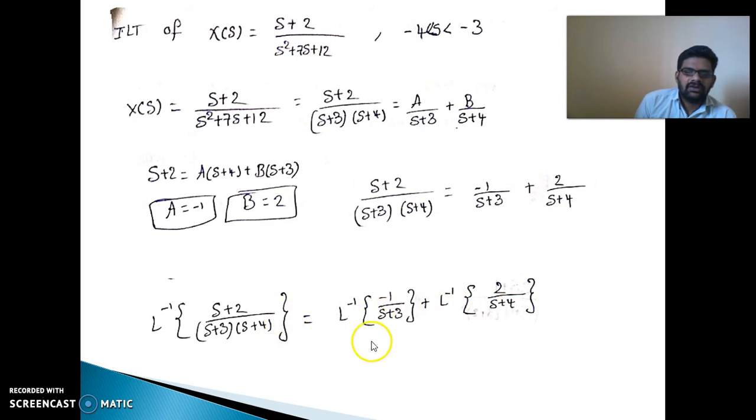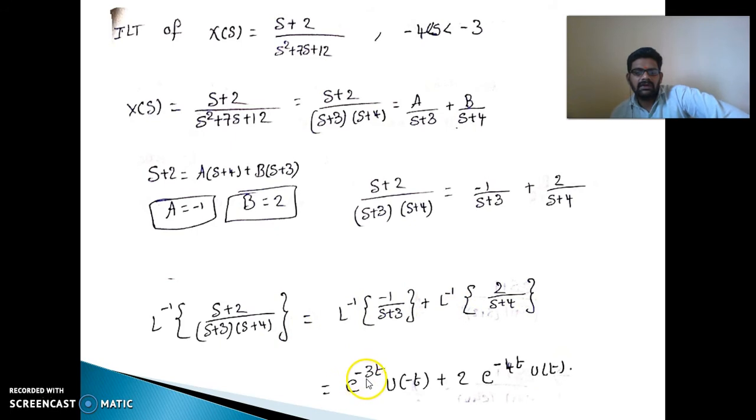Now the inverse Laplace transform comes out like this: minus e power minus 3t u of minus t plus 2 into e power minus 4t u of t. Why is u of minus t given here? Because real s is less than minus 3, and here real s is greater than minus 4. Real s greater than is a right side function, and real s less than is a left side function.